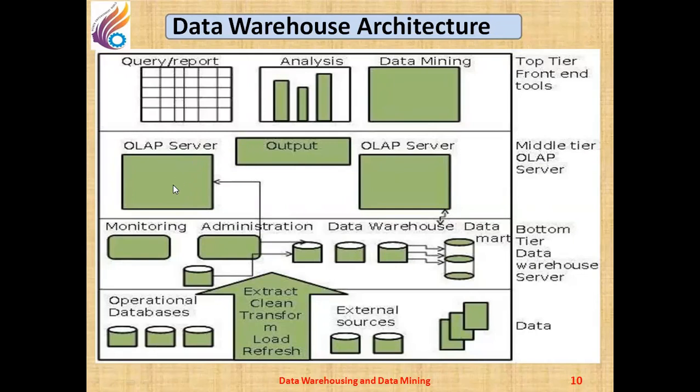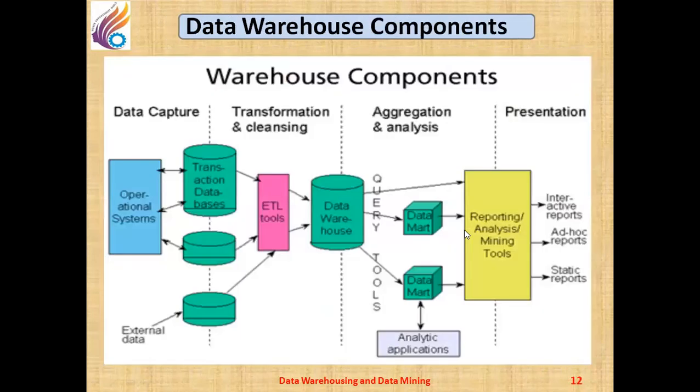Once the data is stored in the server, then we have the top tier, or the front-end tools, where it will take the query, analysis or data mining, and the data will be represented in some pictorial representation, chart forms, or a report, a statistical way of representing the data. So this gives a view of the data warehouse. It comes from different sources of data, then the bottom tier, the middle tier, and then the top tier. So the first layer is the source data, then the warehouse, then the server system, then the presentation layer. This is how we are going to view the data.